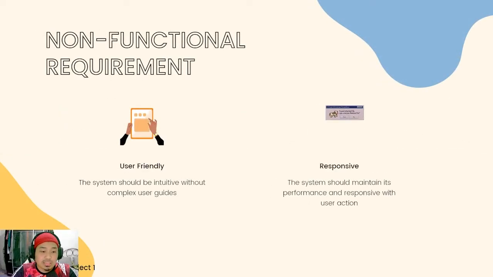There are two, the first being user-friendly. The system should not be too complex, so that it is easy for a new user to use without complex user guides. And it should be responsive too, because sometimes when we run more images in this system, it may crash or lag. That should not happen, so it should be responsive to the user's actions.